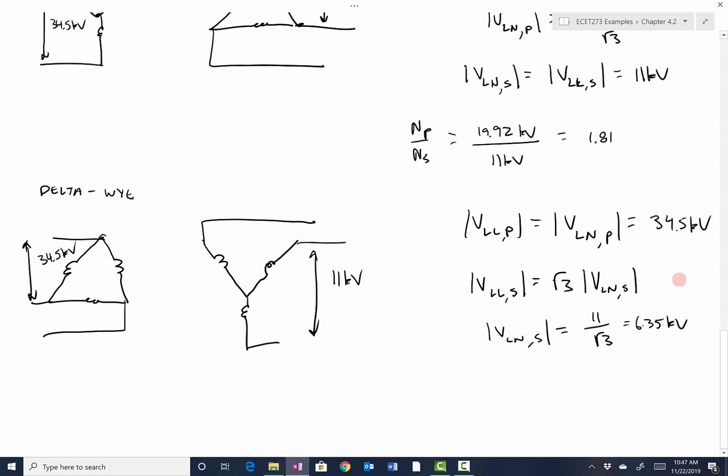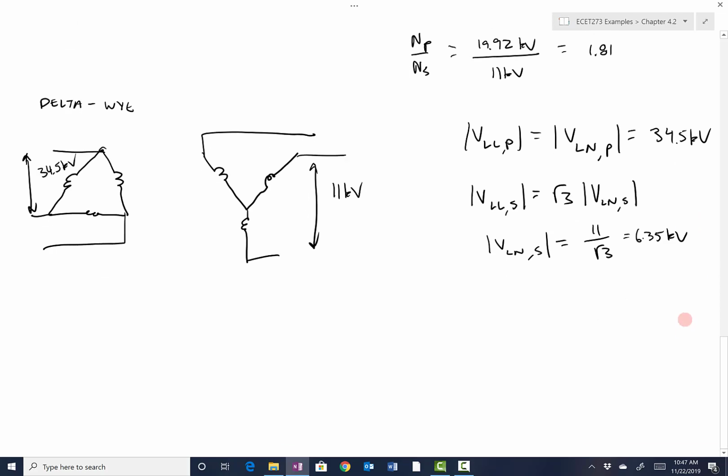So to create a delta-Y with an overall three-phase voltage ratio of 34.5 to 11, my individual transformers need to be rated at 34.5 on the primary and 6.35 on the secondary, both in kilovolts. That means this transformer for the delta-Y needs to have a turns ratio of 34.5 kV over 6.35 kV, which is 5.43. So a much higher turns ratio for the delta-Y system than we observed in the others.